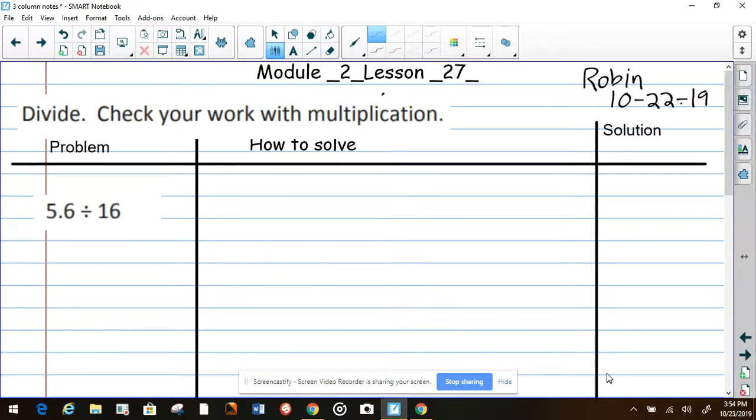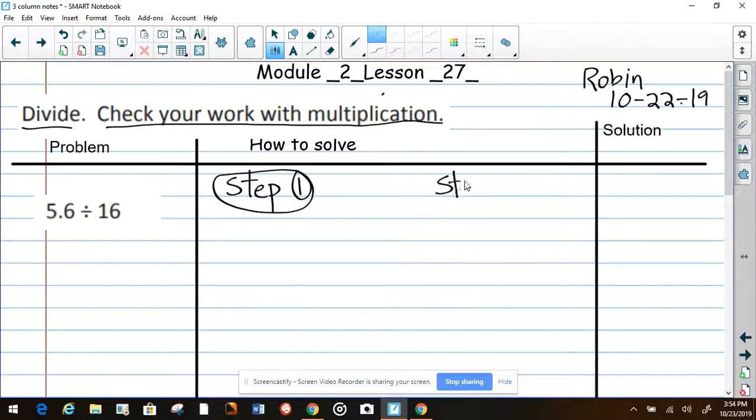Okay, simple instructions: divide. Check your work with multiplication. Alrighty then. So, we've been doing this process for a while. Step one, step two. Step two consists of the division, and step one is we're going to either estimate or find multiples. All right, let's look at this.